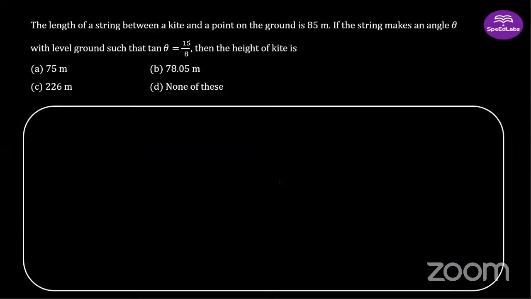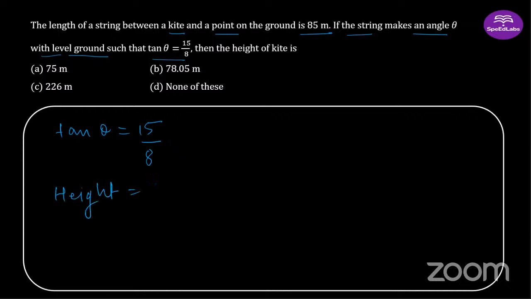Okay, so this is our next question. The length of a string between a kite and a point on the ground is 85 meter. If the string makes an angle theta with level ground such that tan theta is 15 by 8, then the height of the kite. Now they have directly given the value of tan theta. Try to solve this question from your side, then I would explain. Let us see what different answers would come.